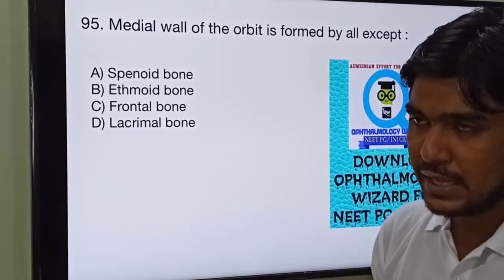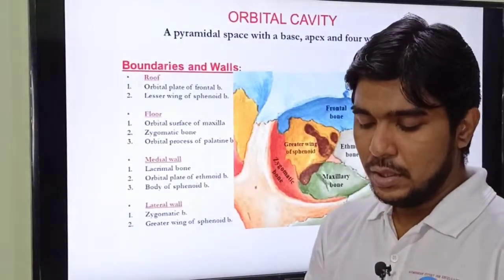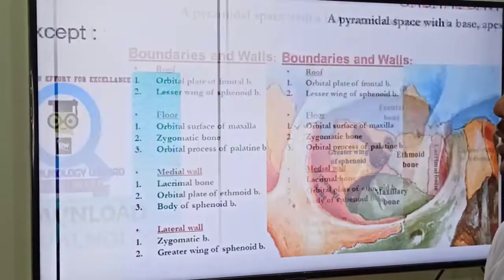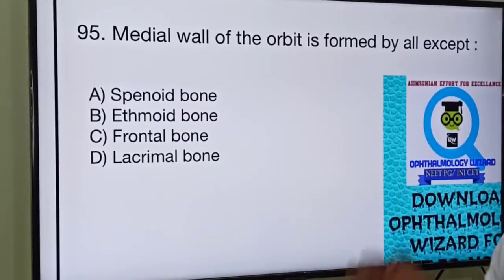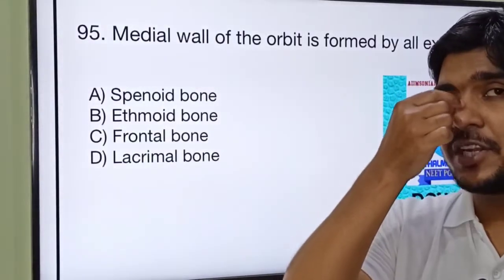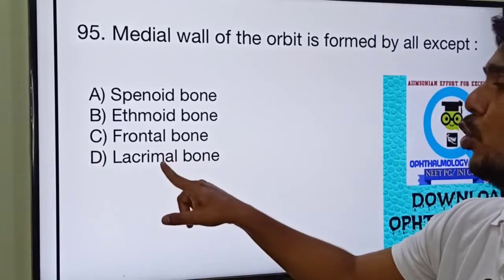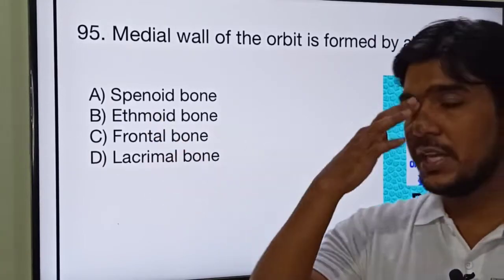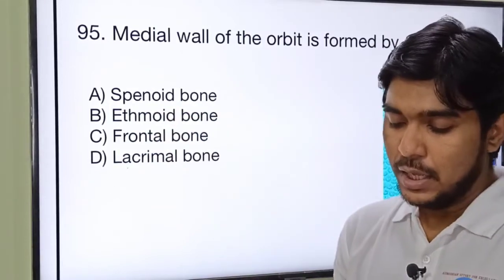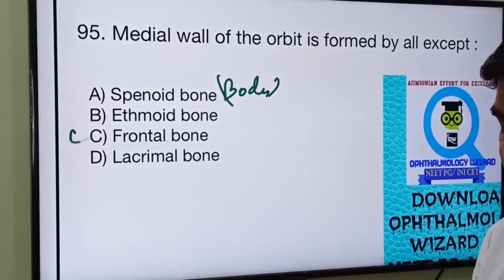Let me give you an example. Here you can have the lacrimal bone. Just see this. Remember that the frontal bone has no contribution, because you can see these are lacrimal tissues, the nasolacrimal duct. Obviously, lacrimal bone will be there. Ethmoidal bone, yes, there is an ethmoidal bone in there. The body of the sphenoid bone is basically responsible for the medial wall. So we ruled out the frontal bone.